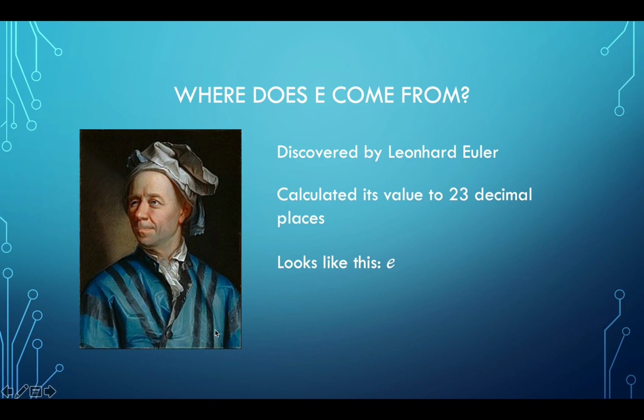E was discovered by a mathematician whose name was Leonhard Euler. It looks like Euler. That's how I was pronouncing it for the longest time. And then I realized, and then I forgot what class it was, they're like, no, it's Euler. So this is Leonhard Euler. He calculated its value to 23 decimal places.